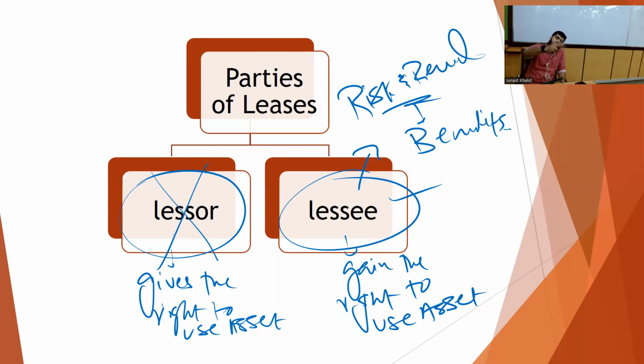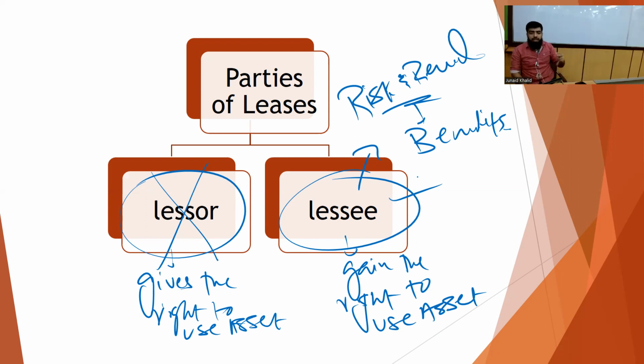Number two, future benefits are expected. Now that asset is in the control of the lessee, and major risk and reward, major benefits, are transferred to the lessee. It means the major benefits will be retained by the lessee. So both criteria of the definition of an asset are fulfilled in terms of the lessee. The lessee is the one who has the control of the asset right now.